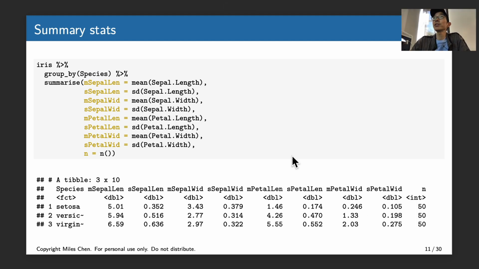And so, just using something like dplyr, I could say group by species and calculate the mean and standard deviation of each of these things. So I can get the mean sepal length and standard deviation of sepal length, mean sepal width, standard deviation of sepal width, and so on and so forth for petal length, petal width, and so on. And these are the values that I get.